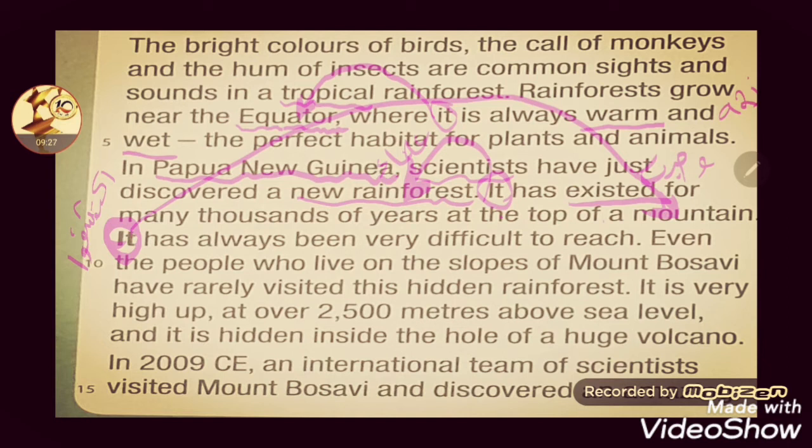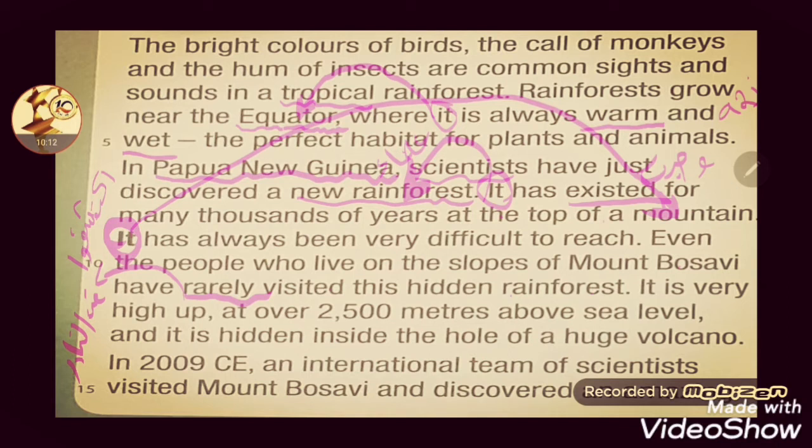Even the people who live on the slopes of Mountain Bozave have rarely visited this hidden rainforest. يعني even the people الناس السكان الأصليين original people who live in mountain Bozef على السلوبس اللي هي المنحدرات، slopes of mountain Bozef منحدرات جبل Bozef have rarely visited this hidden rainforest. Rarely هون بمعنى من النادر، إذا ما ندر لحتى زاروا إيش؟ زاروا this hidden rainforest. كان من النادر جدا زيارتهم لهاي الغابة المطرية المخفية.